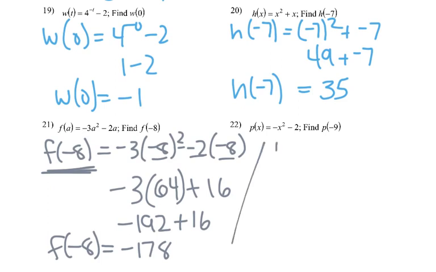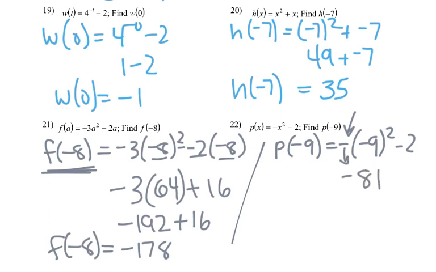Okay, last one, p of negative 9 equals negative 9 squared. So that first negative is outside the square. So negative 9 squared is 81, but this negative still sticks with it, and we get negative 81. So p of negative 9 equals negative 81.